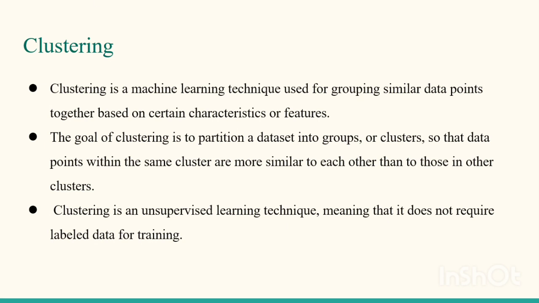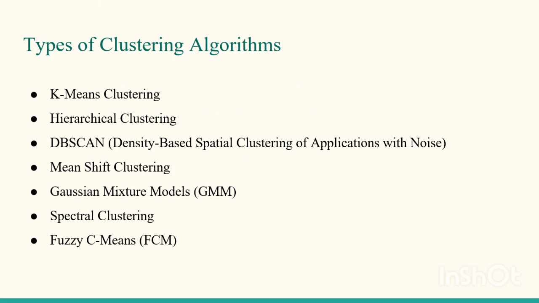Next, we are going to see about types of clustering algorithms. There are seven types of clustering: K-means clustering, hierarchical clustering, density-based spatial clustering of applications with noise, mean shift clustering, Gaussian mixture model, spectral clustering, fuzzy C-means.